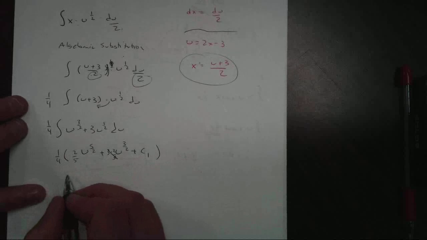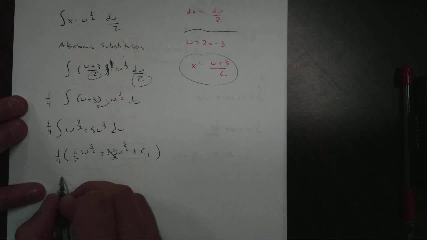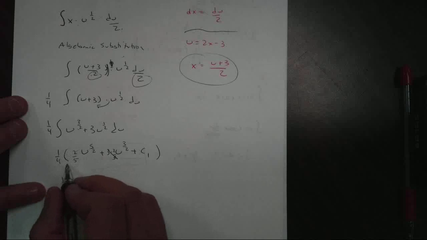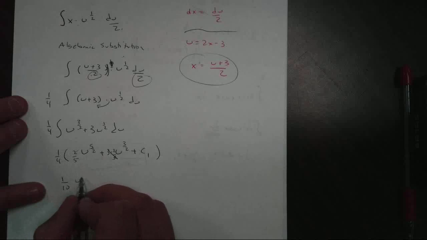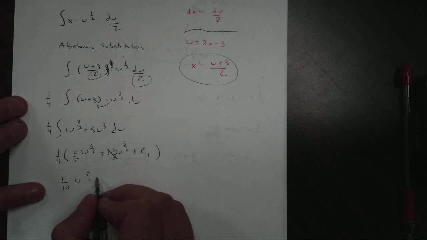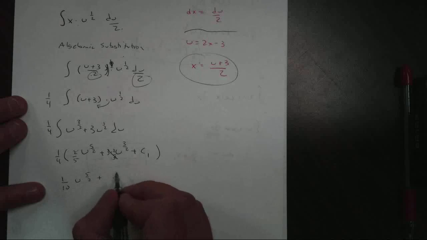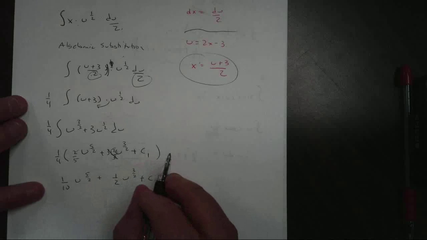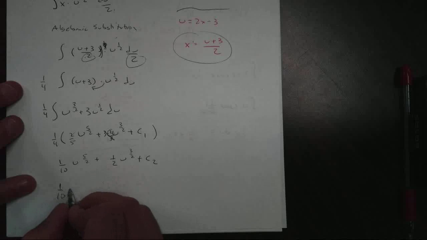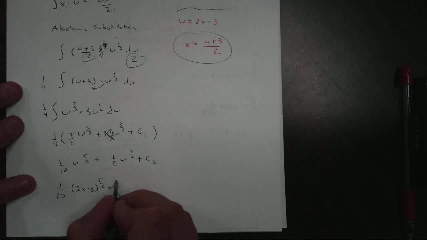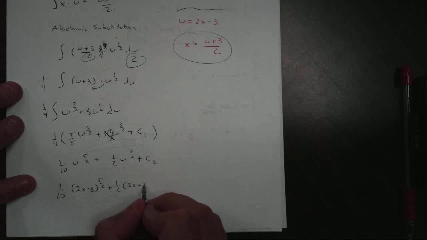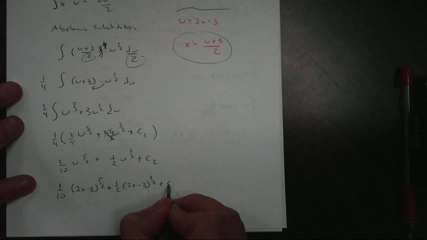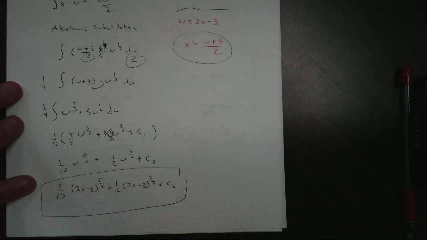And if I want to, I can distribute. Those will cancel, so I get 1/10 u to the 5/2 plus 1/2, that's a 2 there, right? u to the 3/2 plus c2. And my last step, just replace my u. Now you know I call this the evil twin brother. I mean, look how long this one took. Algebraic substitution is nice, but it is kind of a hassle. And there's our antiderivative, okay?